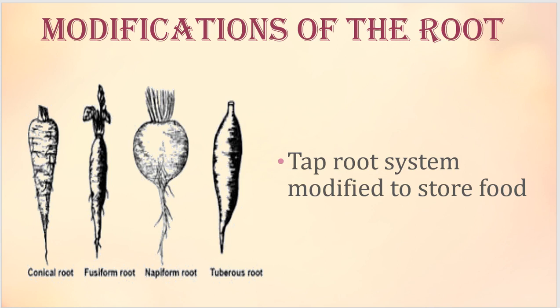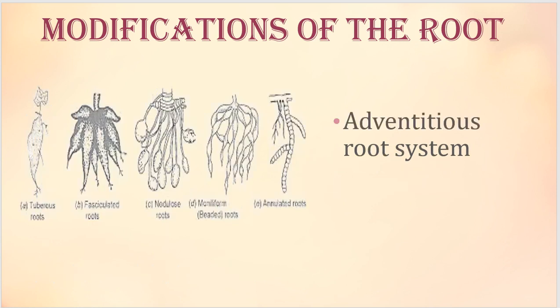And the next one is the modification that we could notice in the adventitious root system. Here too, the purpose of modification is the same, to store food and also undergo perennation. The types are based on their shape. So the first one, tuberous root, doesn't attain any particular shape. Here the example is sweet potato.